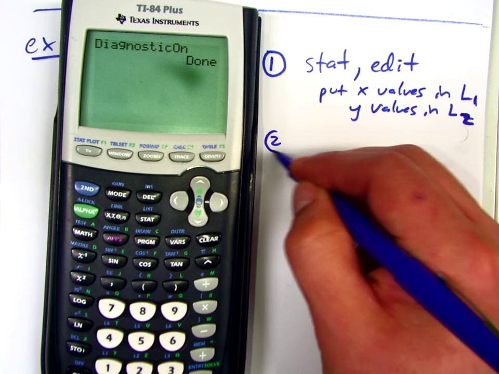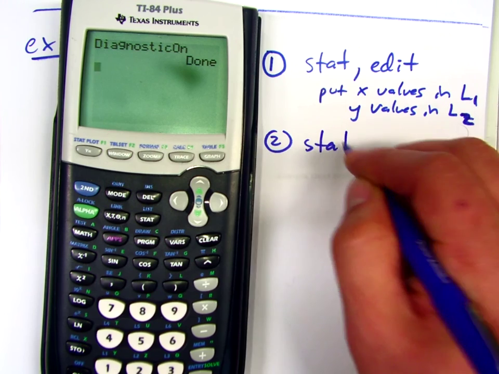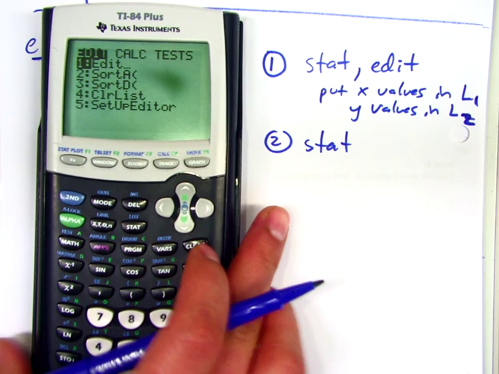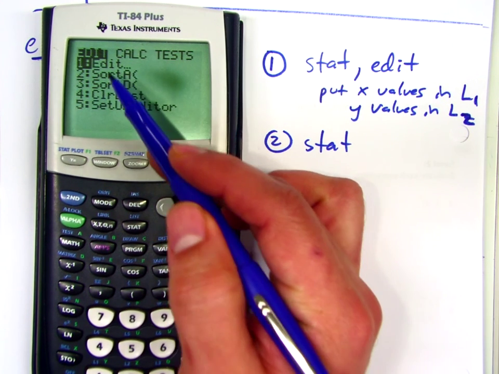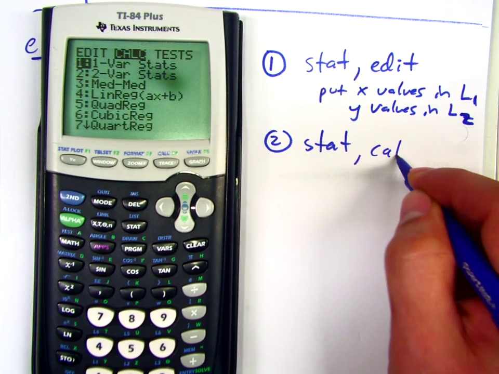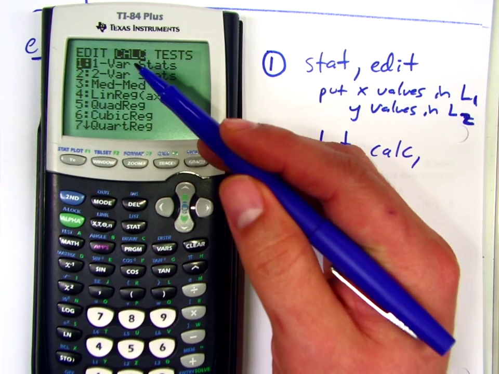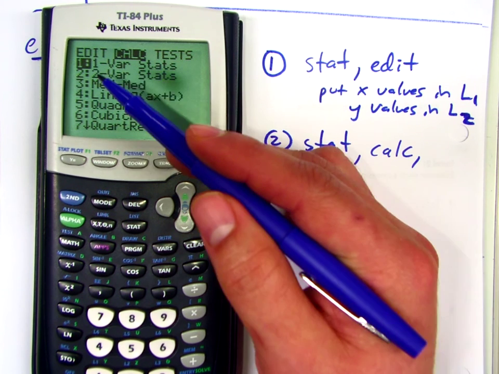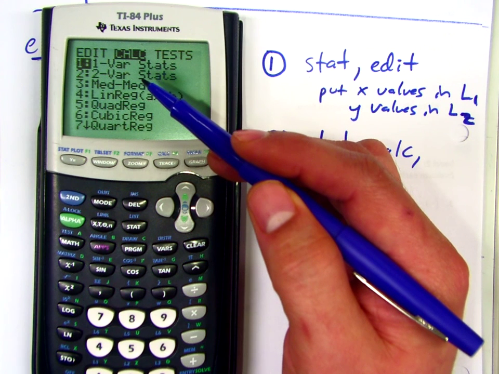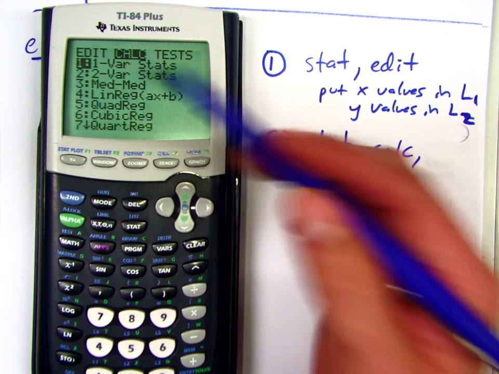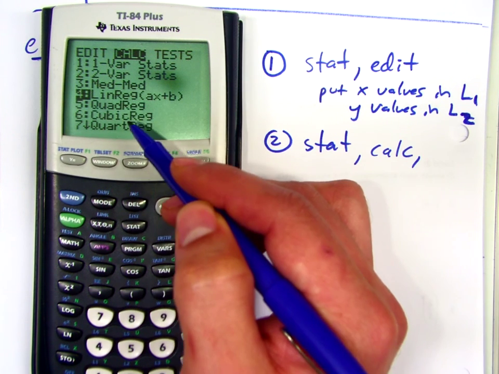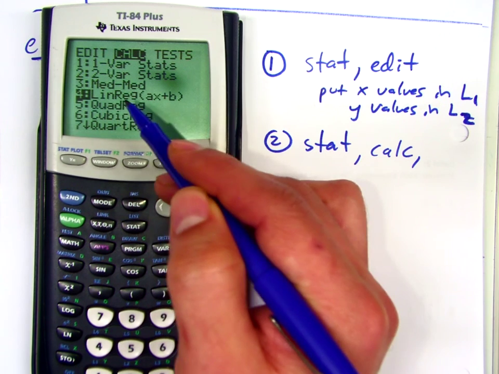Second thing, we're going to go back to stat. And instead of editing or create, we're going to calculate now. So we're going to go over to calculate. And now your calculator has the capability to do a whole bunch of stuff. 1 variable stats, 2 variable stats is where you can do mean, median, mode, range, standard deviation, all that stuff. We got linear regressions, quadratic regressions, cubic regressions. Right now we're just doing lines of best fit. So we're going to go option number 4.